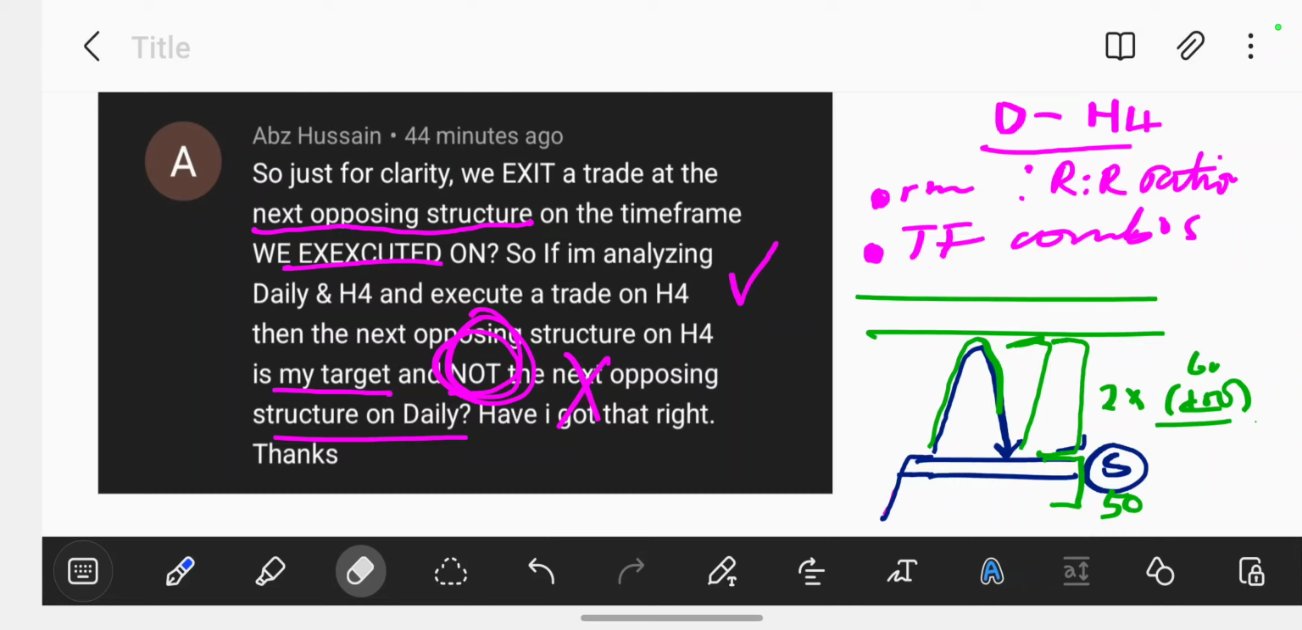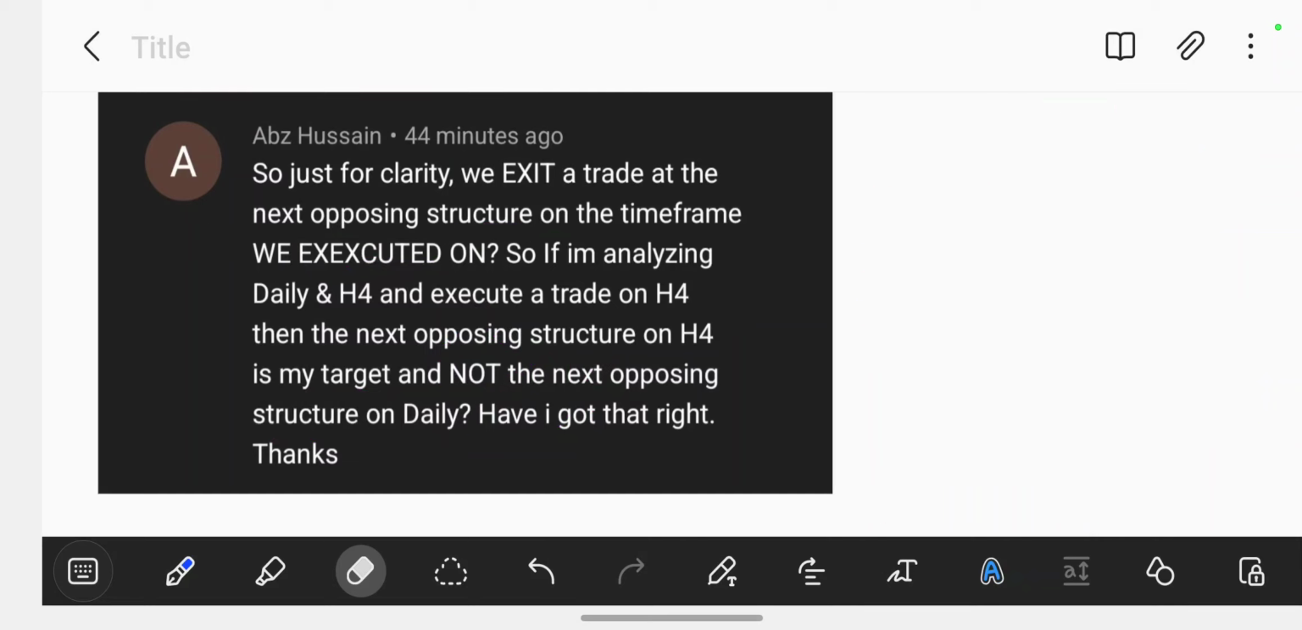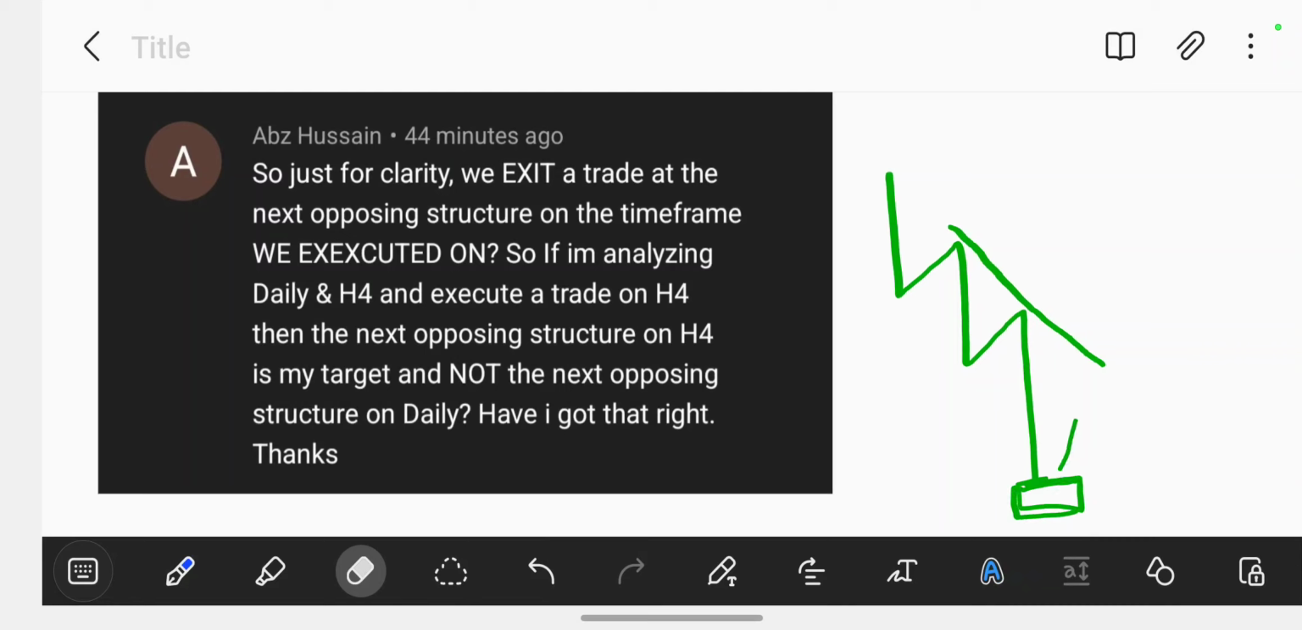So the next opposing structure could be the resistance, or it could be the bearish trend line. For instance, if let's say the H4 is moving like this, there's the H4 trend line, and then you hit maybe your daily area of support, and then you get rejection bars there on your H4, and then you execute. The next opposing structure could be your trend line.